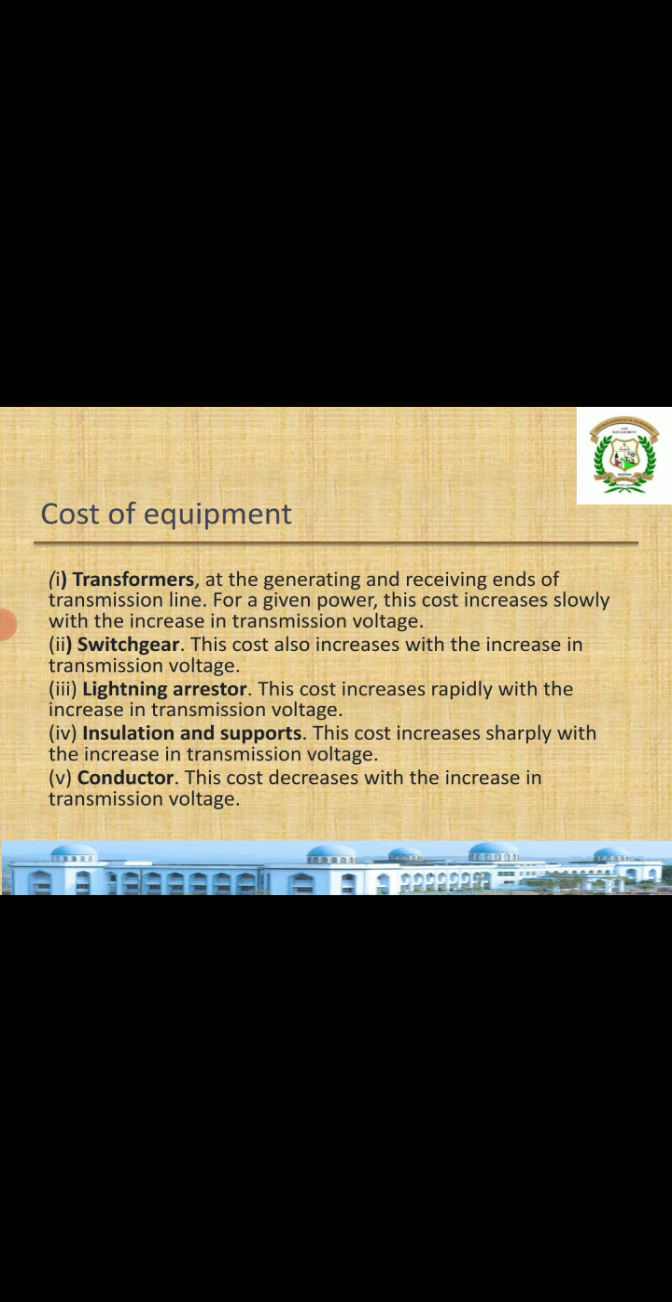But as far as the conductor is concerned, as the voltage increases, the conductor's cost is going to decrease. Means the first four things have costs that increase with increasing voltage, and the conductor is the only material whose cost decreases with the increase in the voltage.